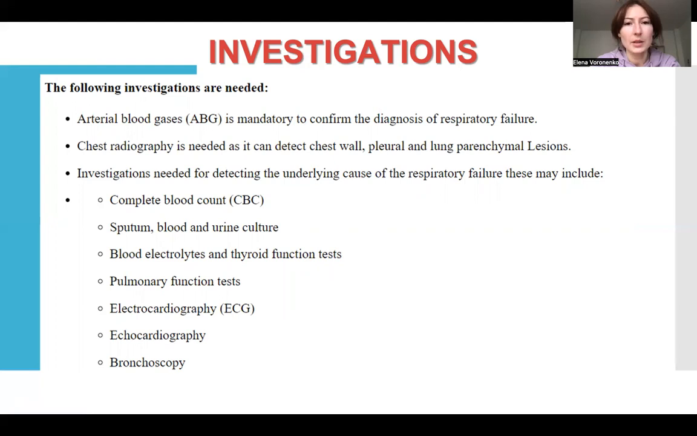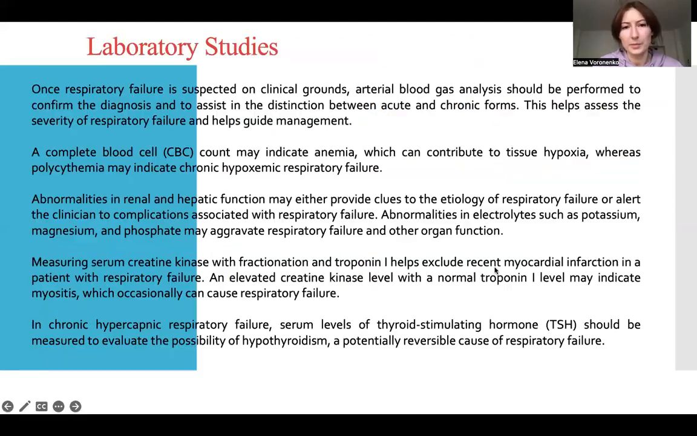The following investigations are needed. Arterial blood gases are mandatory to confirm the diagnosis of respiratory failure. Chest radiography is needed as it can detect chest wall, pleural, and lung parenchymal lesions. Investigations are also needed for detecting the underlying cause of the respiratory failure. This may include complete blood count, sputum, blood and urine culture, blood electrolytes and thyroid function tests, pulmonary function tests, electrocardiography, echocardiography, bronchoscopy.